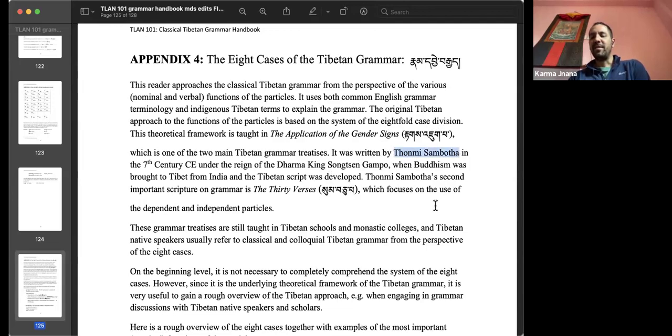I think I might have said this in the beginning of the class. Tommy Sambhota was sent by King Songtsen Gampo to learn these Indian scripts. He went to India and I think he sent a couple of people, but the only one who survived was Tommy Sambhota, and he learned many Indian scripts and developed the Tibetan writing system based on them. He wrote more texts, but only 2 have survived. Basically, the Takchupa and the Sumchupa. I forget which one is which, but one of them deals with particles and one of them deals with verbs.